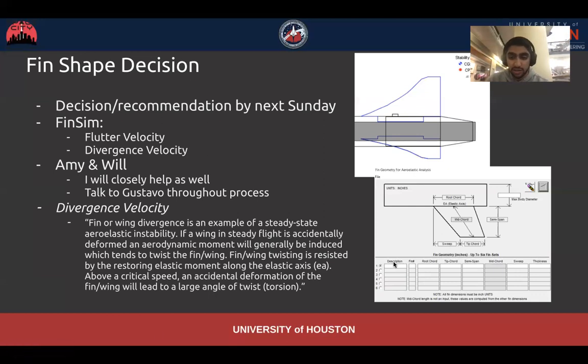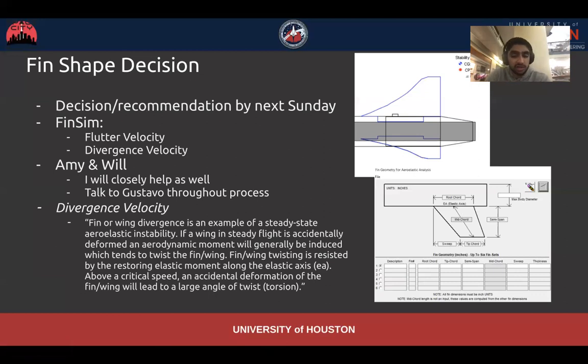which is a lot of new verbiage for me, but if you can see my mouse, the elastic axis is, I believe, just where the fin is attached to the body. And then it says above a critical speed, as with flutter, an accidental deformation of the fin or wing will lead to a large angle of twist or torsion.